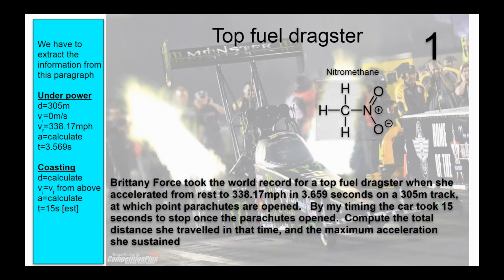So here's an example of one. Top fuel dragsters have some of the highest acceleration of cars known, and they will accelerate from rest to 338 miles per hour in under 3.7 seconds on a 305 meter track. I watched Brittany Force's race, and by my timing on the video, the car took 15 seconds to stop once the parachutes opened. So we need to break it into two phases: under its power, during the acceleration phase, and then when the engine's cut and the parachute deployed.